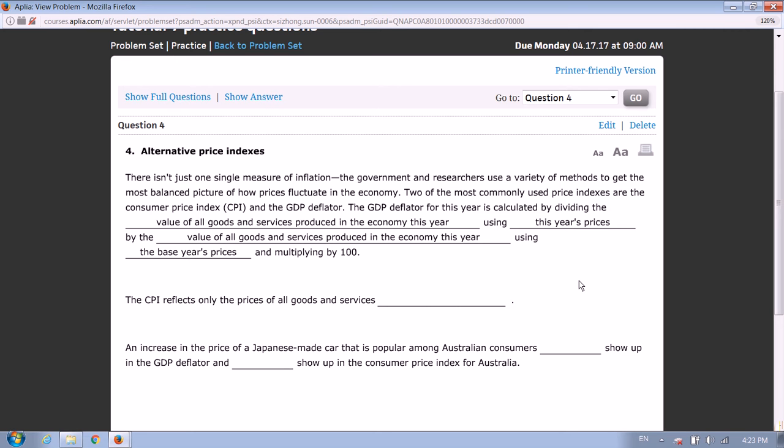using the base year prices, and multiply this by 100. So CPI reflects only the price of all goods and services consumed, bought by the consumer. An increase in the price of a Japanese-made car that is popular among Australian consumers will not show up in the GDP deflator, because GDP deflator covers goods and services produced in Australia, and this car is not produced in Australia. However, it will show up in the consumer price index because it is consumed by typical Australian consumers. So that's question 4.